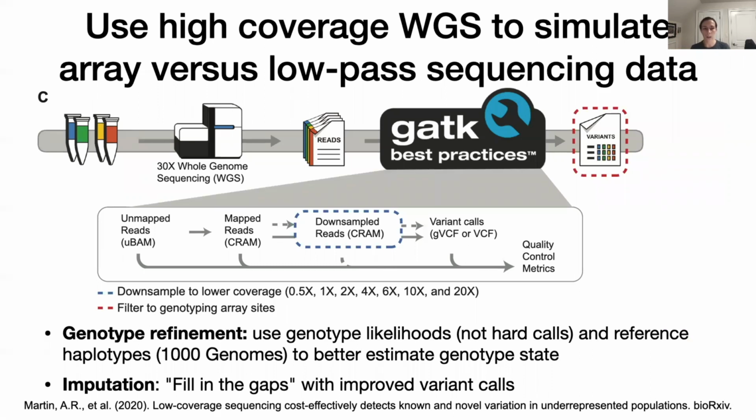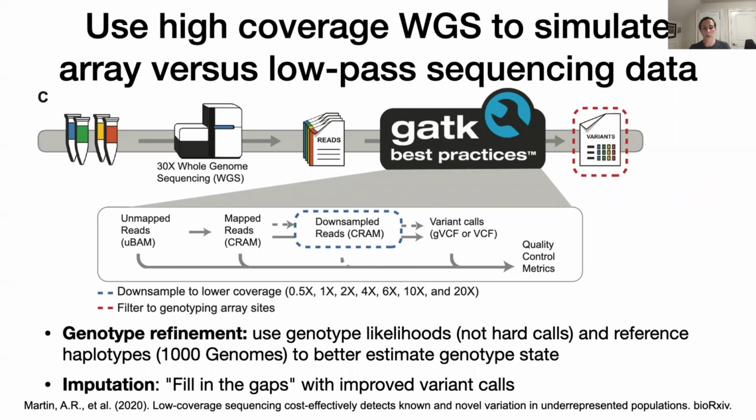So we use this high coverage sequencing data to either do downsampling of reads or to sample variants from the high coverage sequencing data that correspond to different genotyping arrays. In doing the downsampling of reads, we've generated simulated data on the scale of half X, 1, 2, 4, 6, 10, and 20X depths. And for the different GWAS arrays, we've looked at the global screening array and several different arrays with varying densities.